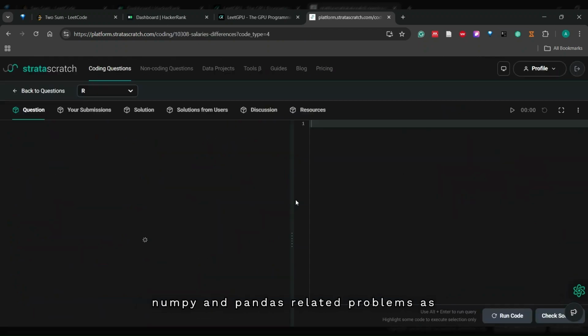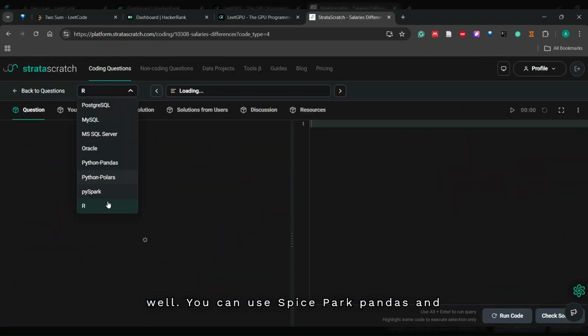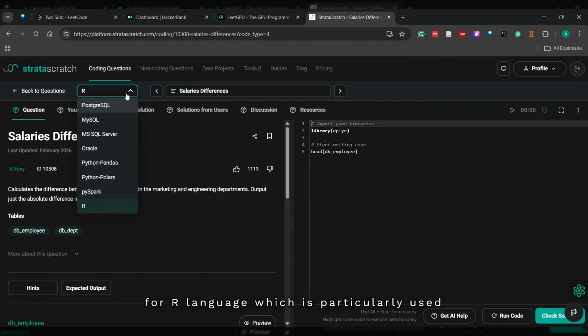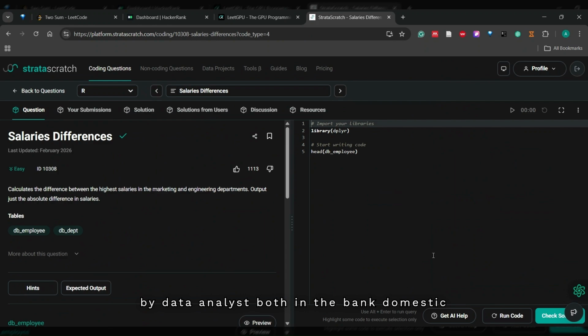You can see here we have those numpy and pandas related problems as well. You can use PySpark, pandas, and you can also use SQL. And the most important thing is it does have support for R language, which is particularly used by data analysts, both in the bioinformatics field as well, and people who are not related to bioinformatics.